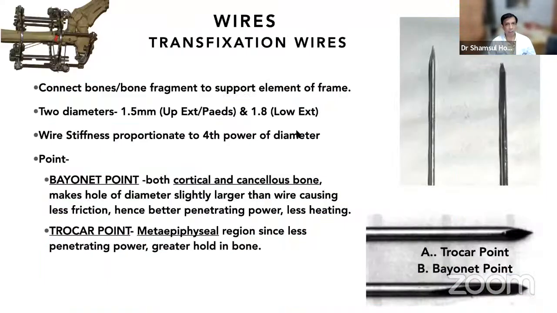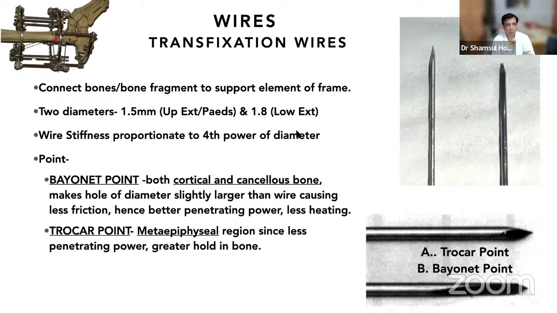Starting with the wires, these are the transfixation wires that transfix through the bone and connect to the elements of the rings. And these are the correct posts for supporting the frame. They can be of 2 diameters: 1.5 mm for regular use in upper extremities and pediatrics, and 1.8 mm for the lower extremities.